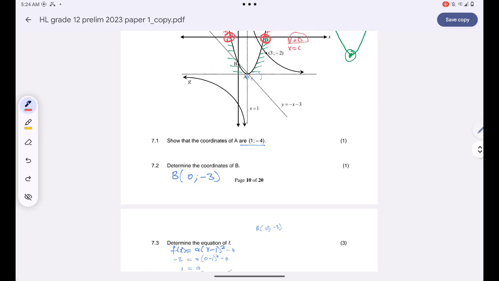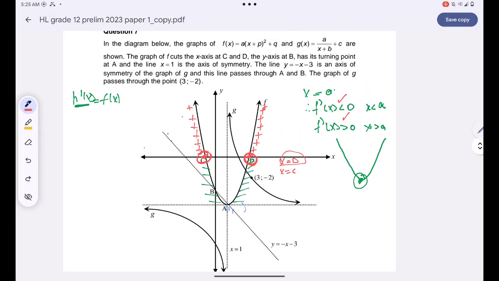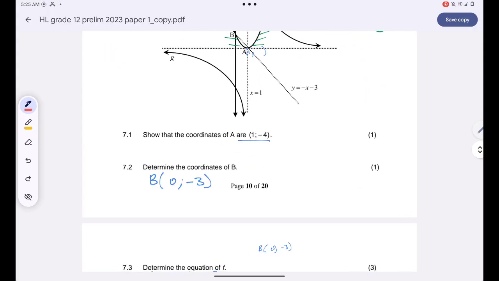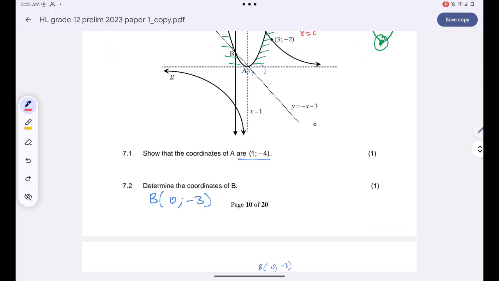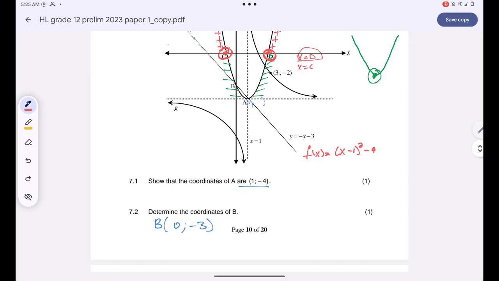Did we find these coordinates of D? We didn't. Okay, it's cool, guys. Whatever the coordinates of D are, let's just find them. Remember that f of x initially is just equal to (x minus 1) squared minus 4, and D is just on the x-intercept of f of x.